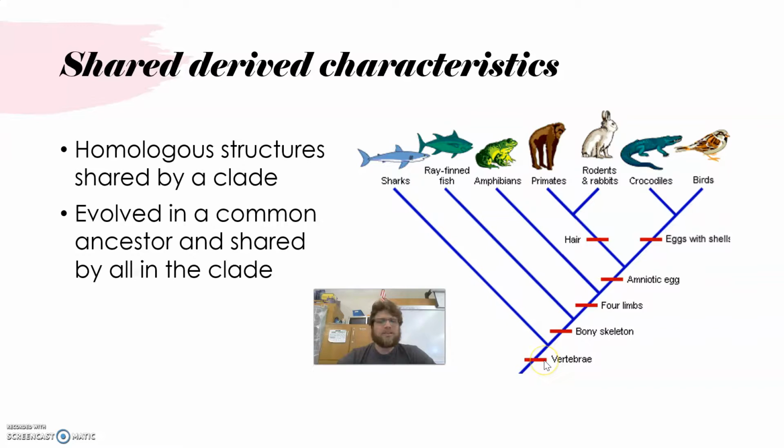So now let's look at this cladogram. Vertebra is a shared derived characteristic for all these organisms because all these organisms have a vertebra. Okay, hair is a shared derived characteristic for primates and rodents because they have it, whereas the others do not. Okay, and then we'll do eggs with shells. That's a shared derived characteristic for crocodiles and birds because they are the two organisms that have it. Their populations are the populations that contain that shared derived characteristic, and it evolved one time in a past ancestor.